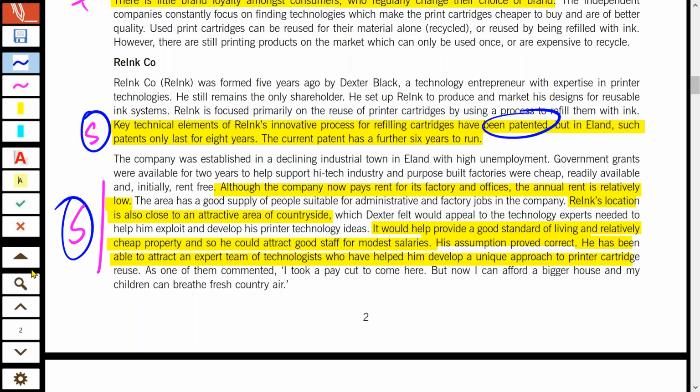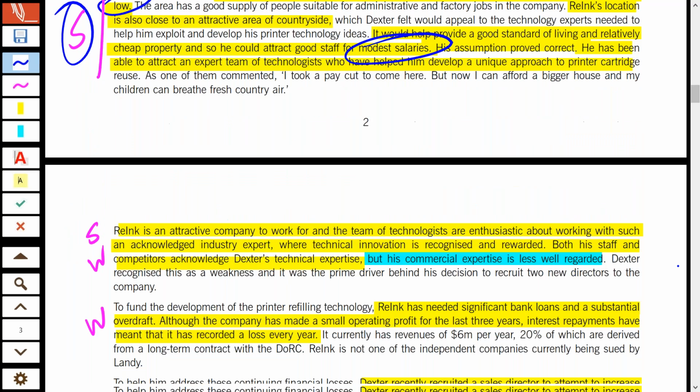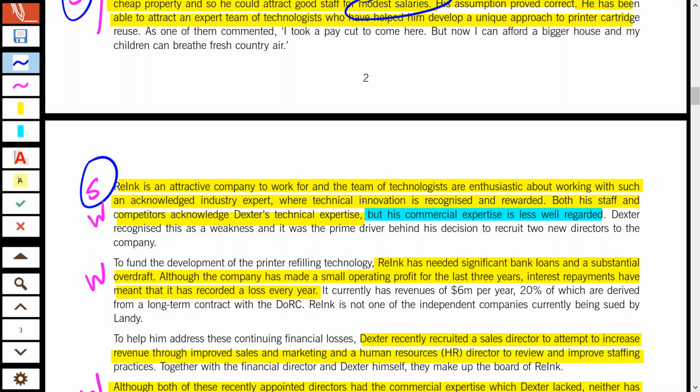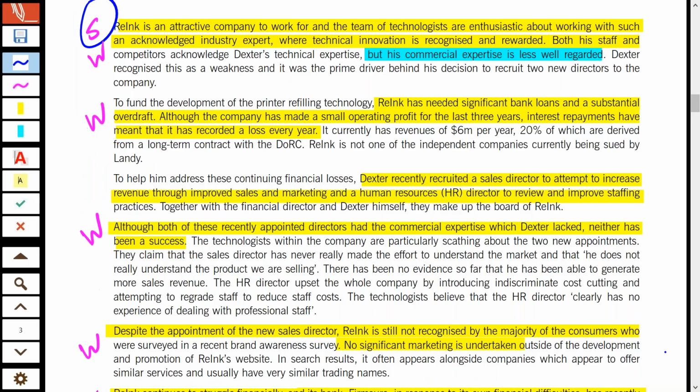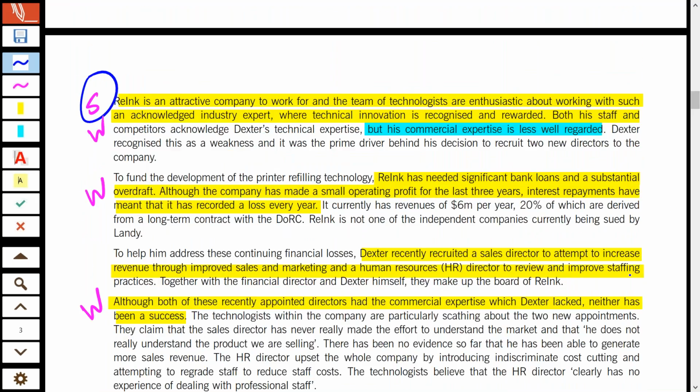Another strength is low costs, modest salaries, attractive company. Another strength is technical expertise. What else? That's it. Yeah, 3 strengths. Very good.